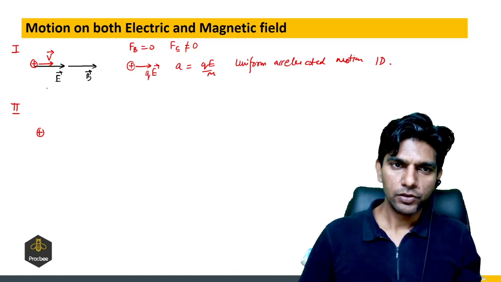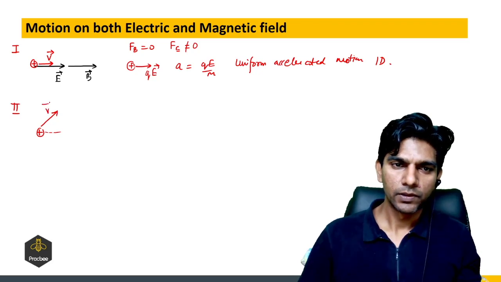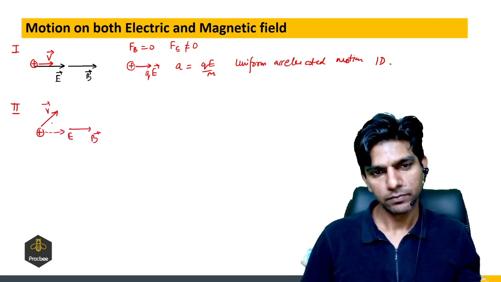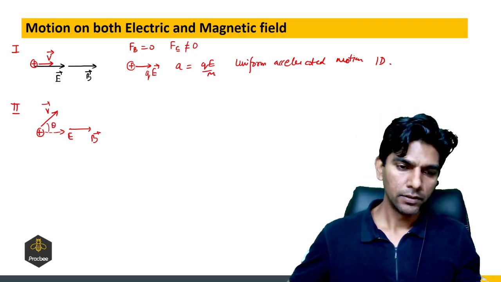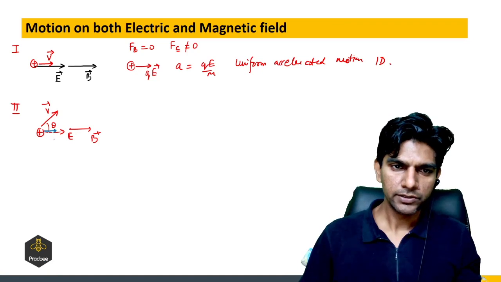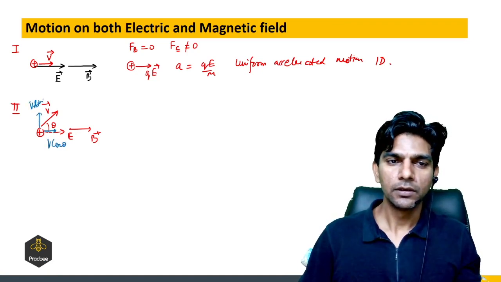Let us say the velocity makes some acute angle with the electric field and magnetic field. This angle is theta. Now here we can take two components. So this will be v cos theta and this component will be v sin theta.